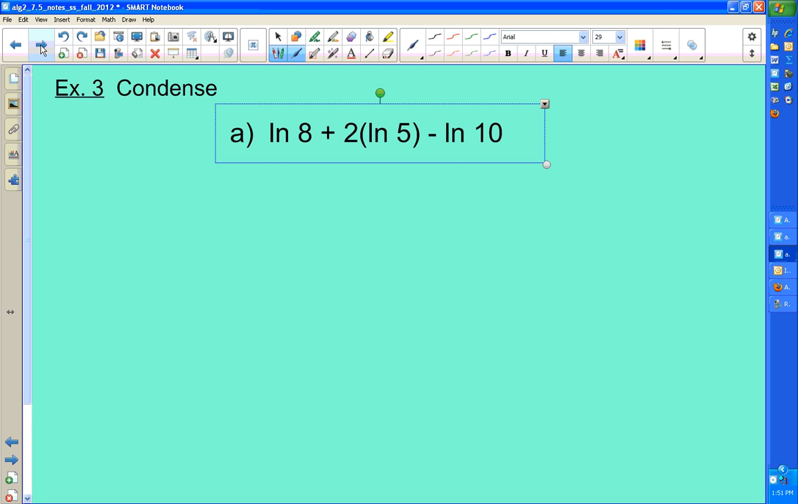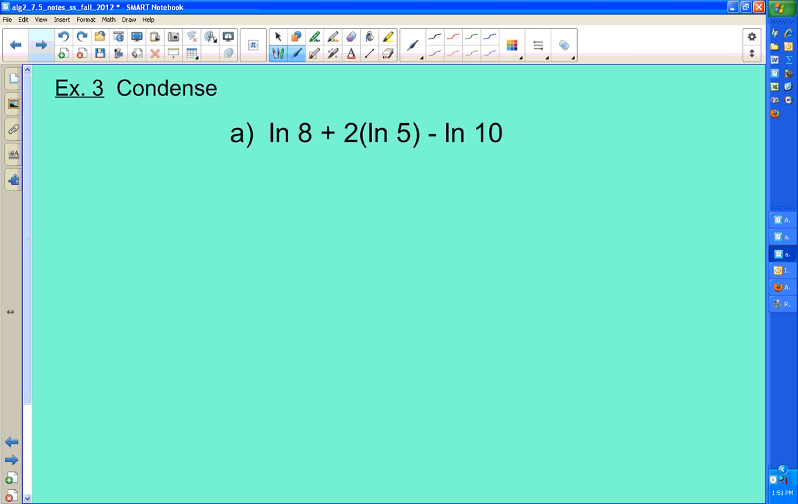Now we go the other way. Now, my recommendation to you is to do it in this order. Power property first. So the first thing we're going to do is power properties if we can. That means we're going to have natural log of 8 plus the natural log of 25 minus the natural log of 10.